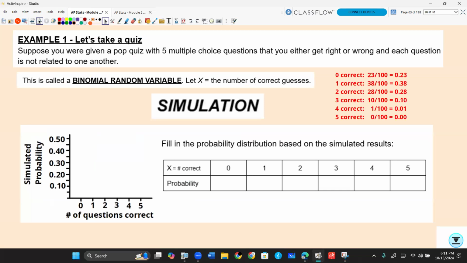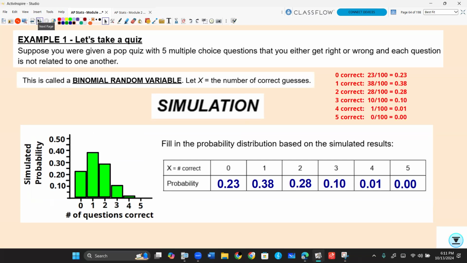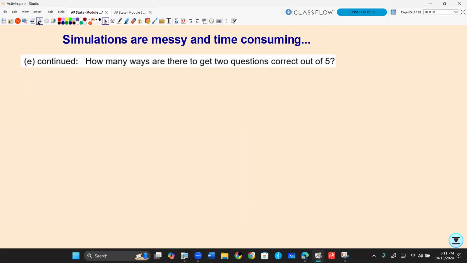Now we can put that into our probability distribution and look at the graph. So it'll look like this. Looks like it's going to be a little bit skewed to the right, peaked at 1, which is about what we expected. So now what we're going to do is figure out the correct way to do this theoretically without having to go through a simulation.